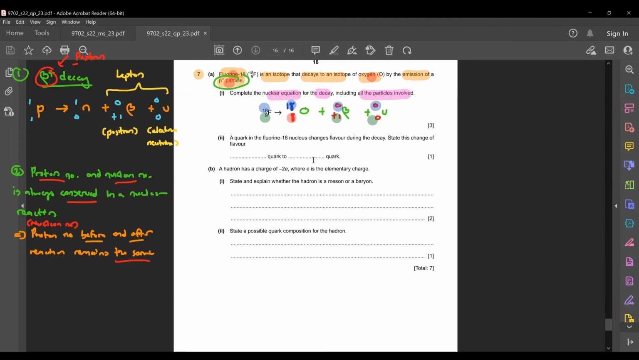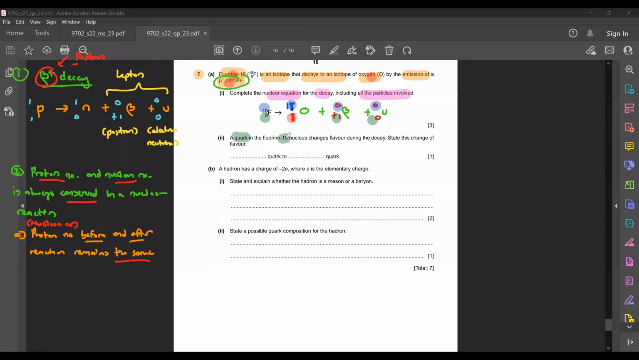Now, then if you look at part 2, a quark in fluorine-18 nucleus changes flavor during the decay. State the change of flavor. What was actually the thing that has changed here? What flavor of quark has actually changed here?